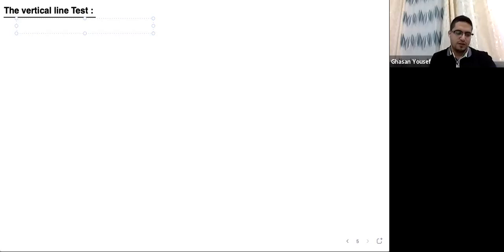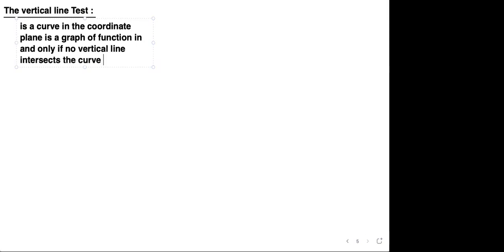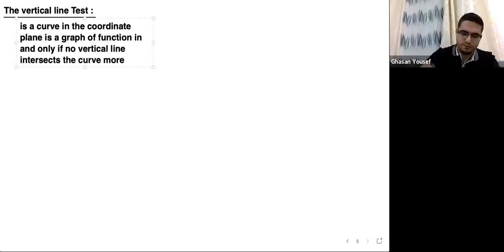A curve in the coordinate plane is a graph of a function if and only if no vertical line intersects the curve more than once. I'm going to explain what that means.